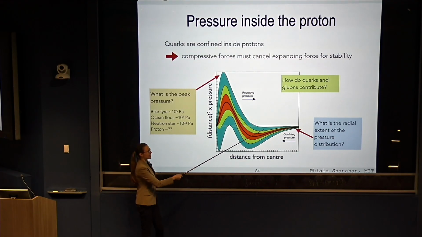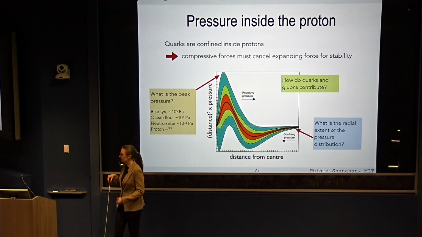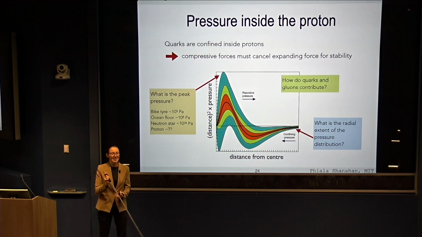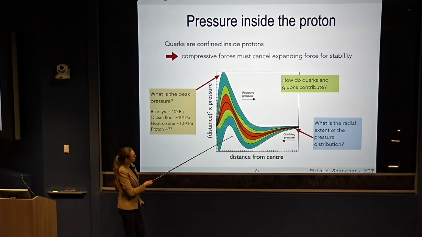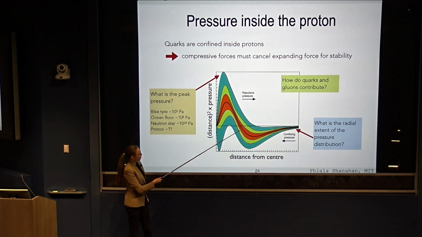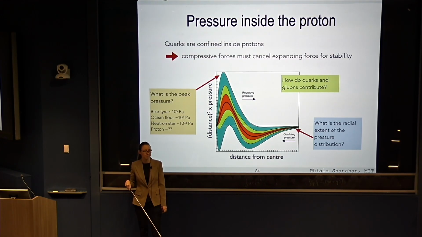What is the radial extent of the pressure distribution? Can we use that to define a proton radius? Is it similar to what we normally think of as the proton radius? And importantly, this is a quantity where you can separate out quark and gluon contributions in a very systematic way. How do quarks and gluons contribute to this, and are the radial extents of the pressure distribution similar or different?